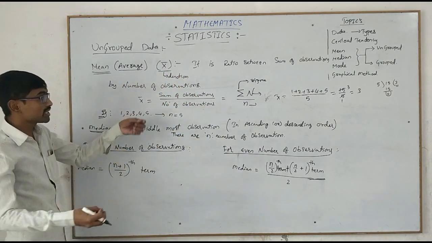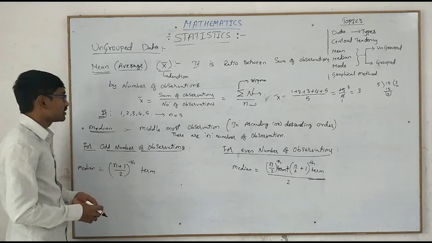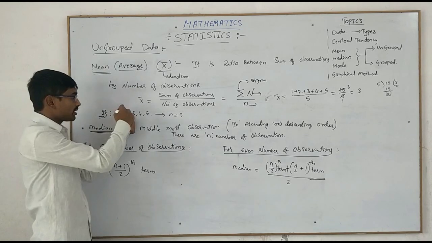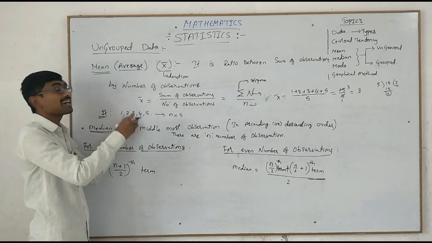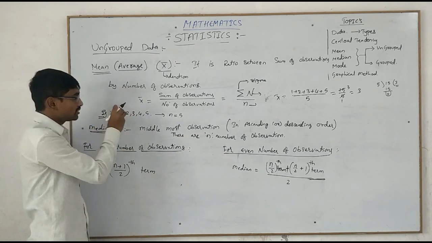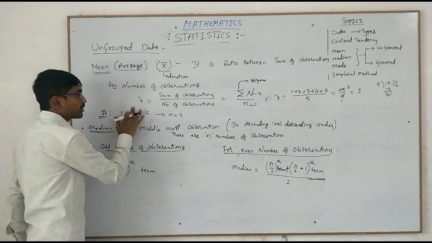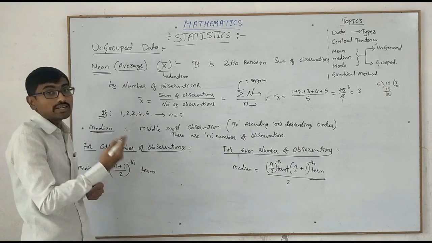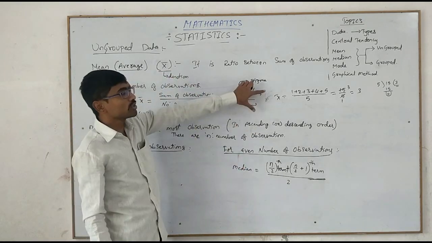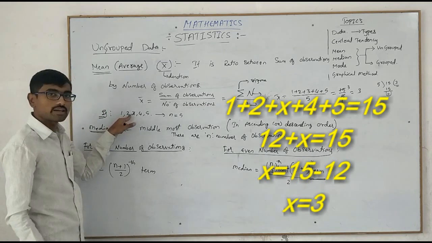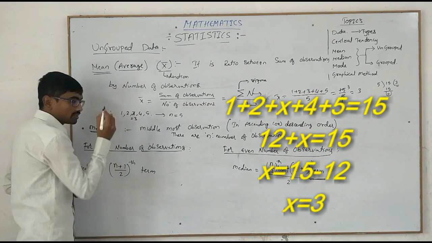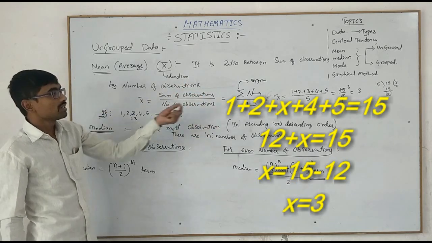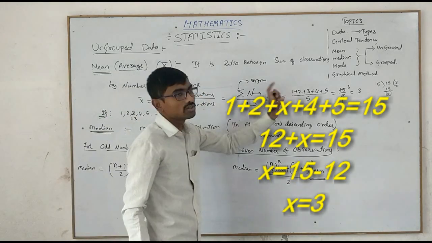Sometimes the question may be asked in another way: he will give the mean and remove one of the observations, and ask for the value of that observation. So if I remove 3 from here and take it as x, and the mean is already given as 3, on substituting I will get the x value as 3. Same as how we have substituted till now, we can substitute and solve.